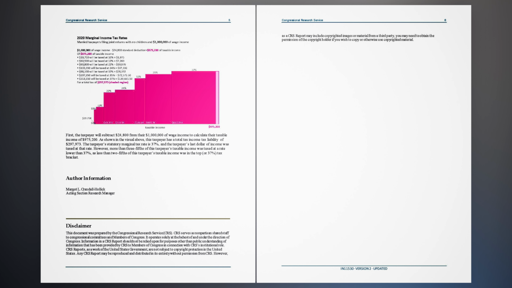First, the taxpayer will subtract $24,800 from their $1 million of wage income to calculate their taxable income of $975,200. As shown in the visual above, this taxpayer has a total income tax liability of $297,973. The taxpayer's statutory marginal tax rate is 37%, and the taxpayer's last dollar of income was taxed at that rate. However, more than 3/5 of this taxpayer's taxable income was taxed at a rate lower than 37%, as less than 2/5 of this taxpayer's taxable income was in the top, or 37%, tax bracket.